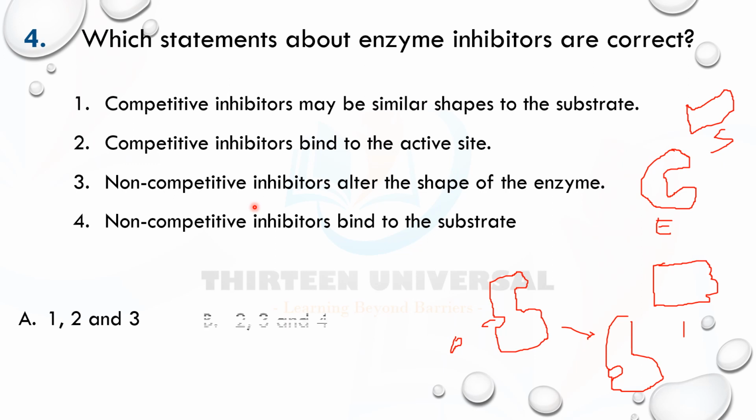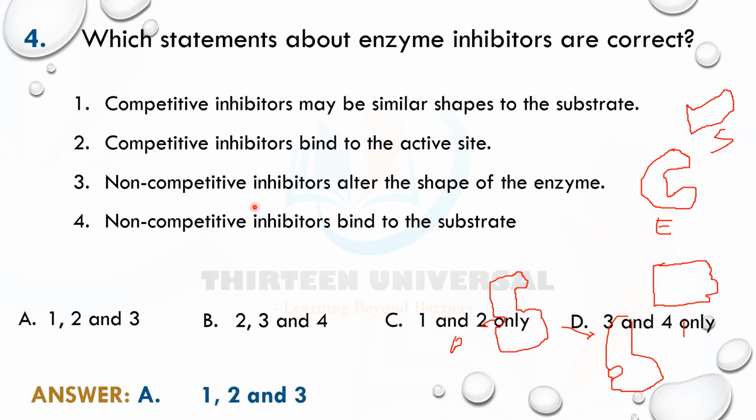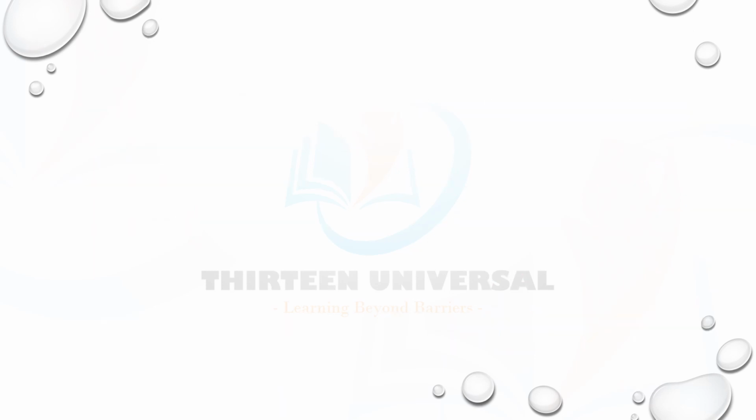So which option is correct, guys? Choose one. What do you think? So 1, 2, 3 are correct about inhibitors. Competing inhibitors may be similar shape. Yes, we said that. And the competing inhibitors bind to the active site. Very important. And of course, so let's go to the next question.